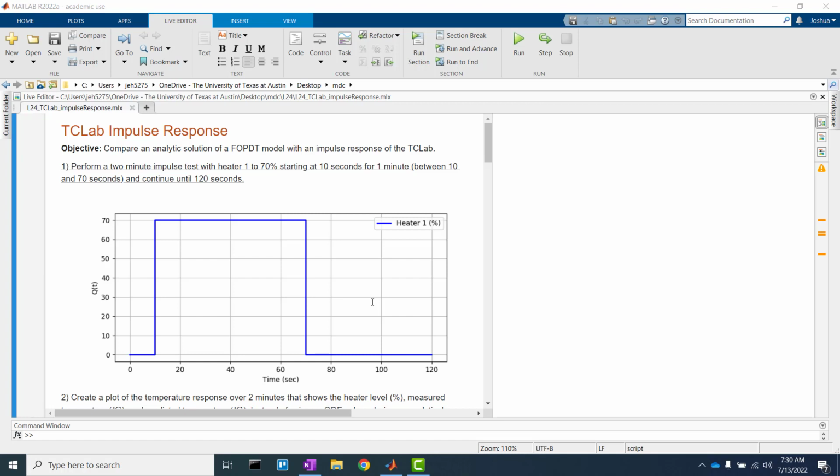Or I should say we'll take a Laplace transform of the first order plus dead time equation. And from that Laplace transform, we'll be able to create an analytic solution for what all of the times should be, how the system will change as a function of the heater. And hopefully that will help you to take this concept of Laplace transforms and actually apply it. That's something I've seen is pretty hard for people.